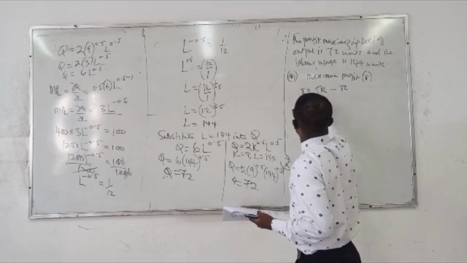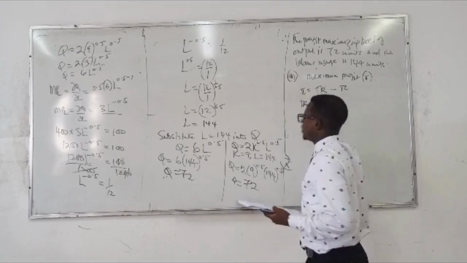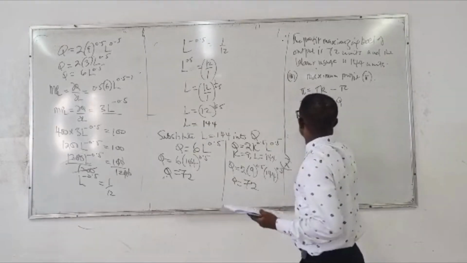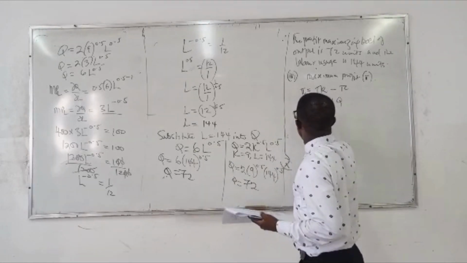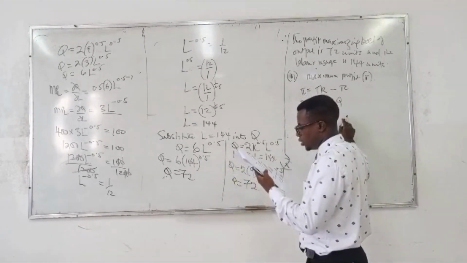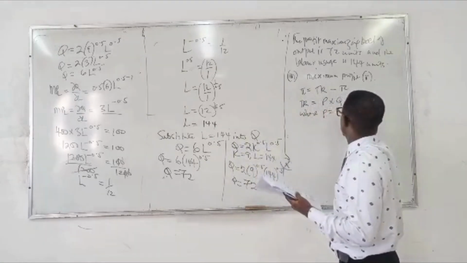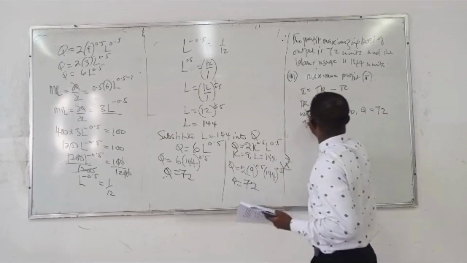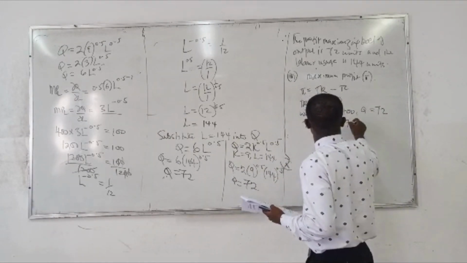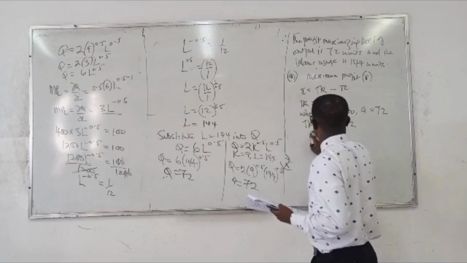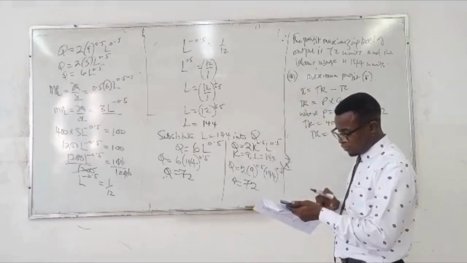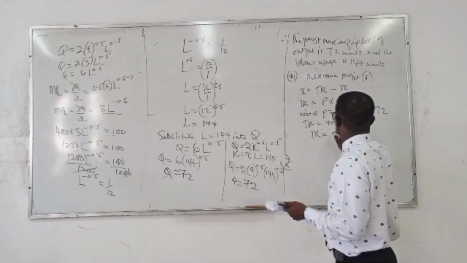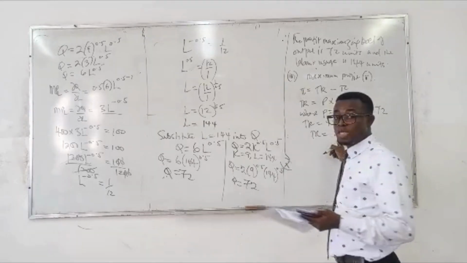So let's first find total revenue. What is the formula for total revenue? Price times quantity. We good? And from the question, we know that the price value is, from the question, when price equals, that's how much the shares were sold, $400, and the output we just calculated is what? 72. So TR equals what? 400 times 72, which is 28,800 cedis. So that's our total revenue.